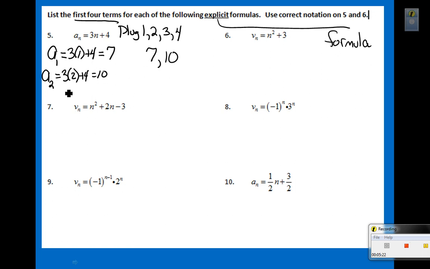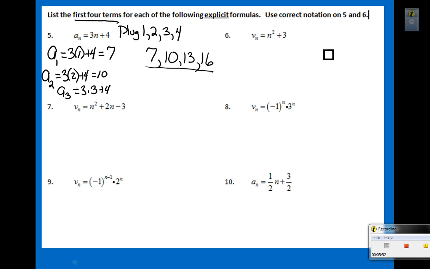I'm going to find a sub 3. So I'm going to plug in a 3. 3 times 3 plus 4 is going to be 13. And they wanted the first 4, so to get my fourth term, plug in a 4 and get 16. So there's my first 4 terms generated by that formula. So you're just plugging in 1, 2, 3, and 4. If we wanted the first 100, you would plug in 1, 2, 3, 4, 5, all the way to 100. But we wouldn't do that to you.